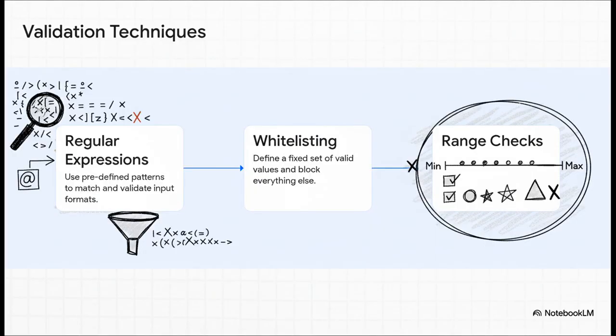So how do developers actually write these rules? Well, they've got a few common tools. Regular expressions, or regex, are these super powerful pattern matchers, perfect for checking things like email formats or password complexity. Whitelisting is even simpler. You just create a list of approved inputs, and if it's not on the list, it's rejected. Think of a drop-down menu. And of course, you've got range checks, which just make sure a number, like an age or quantity, is within an acceptable minimum and maximum.